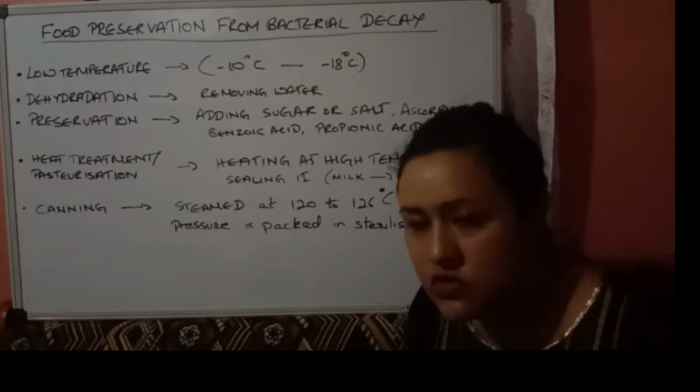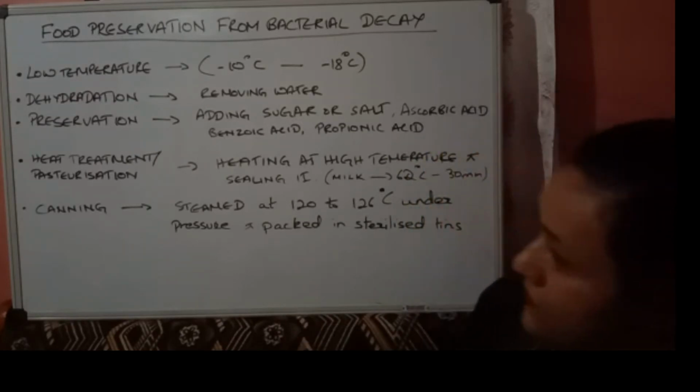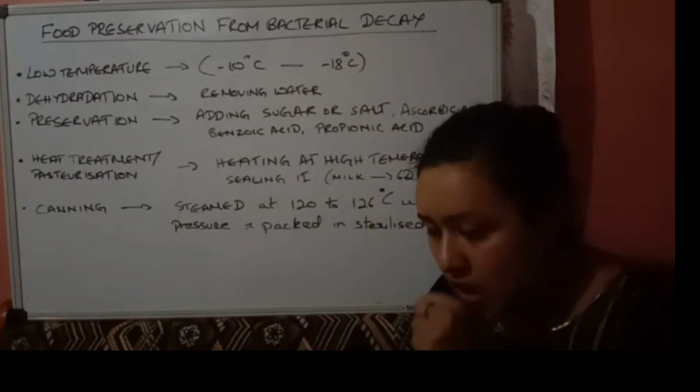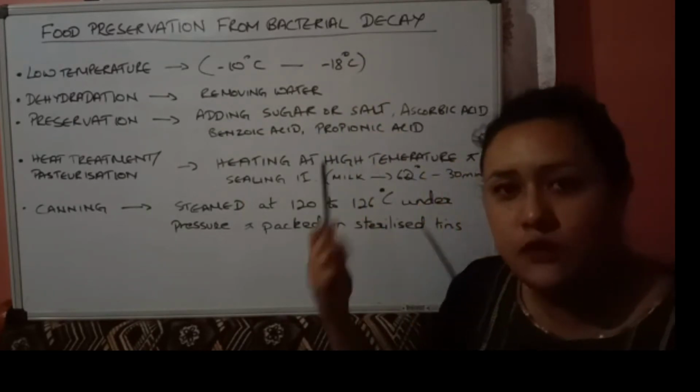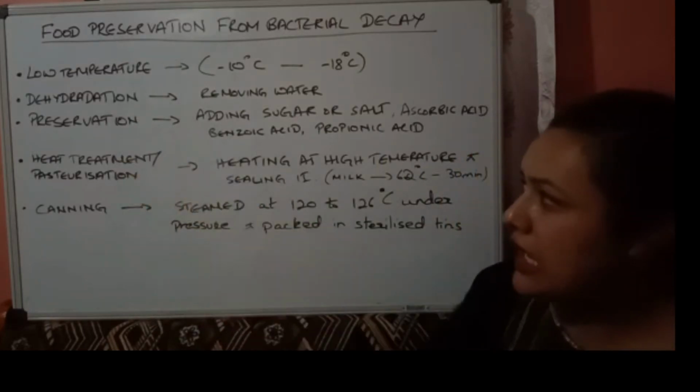So you know what endospores are, no? We have studied in this chapter. Yes. So this is the first method. How can you prevent food from bacterial decay? Next one is dehydration.